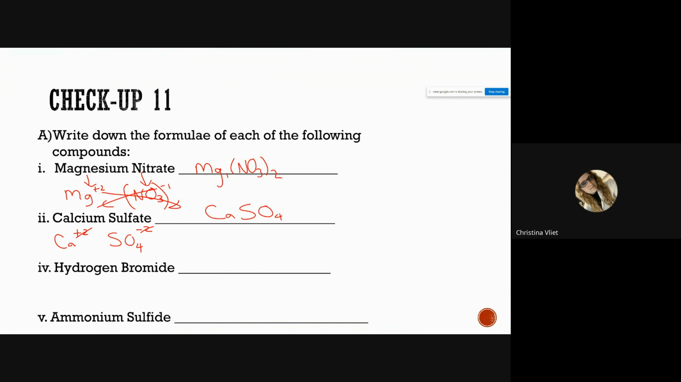Hydrogen bromide. What's that? H has what charge? It's an acid. +1. Bromine? 1-to-1, right? It's just HBr. What you did was use the standard state of bromine, which is Br2. But you don't need the standard state of bromine for this.